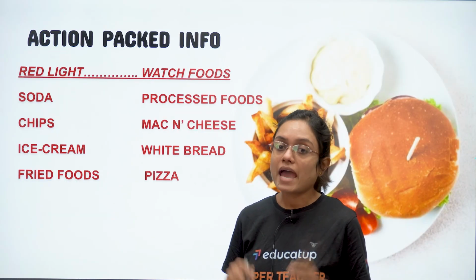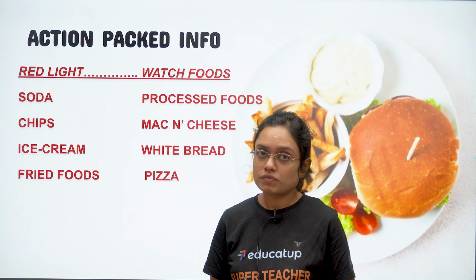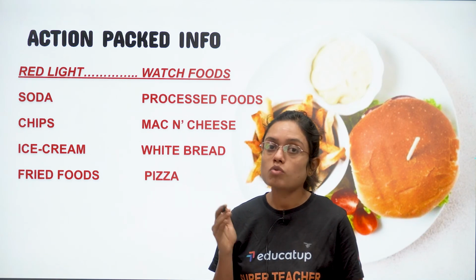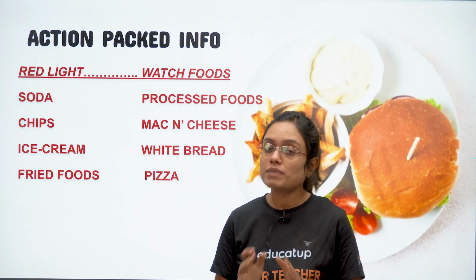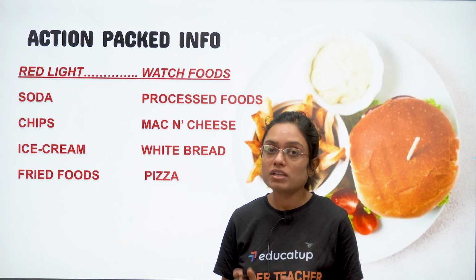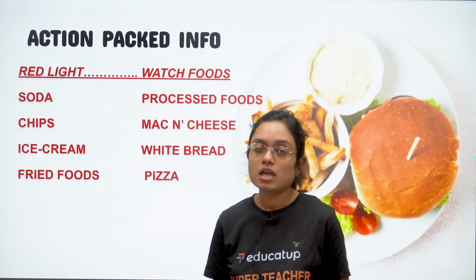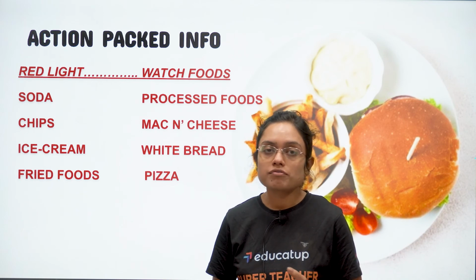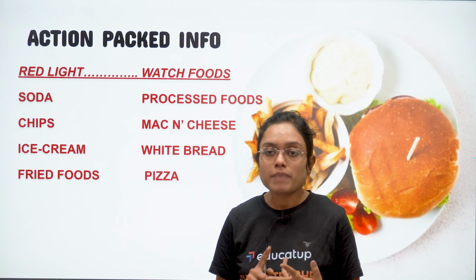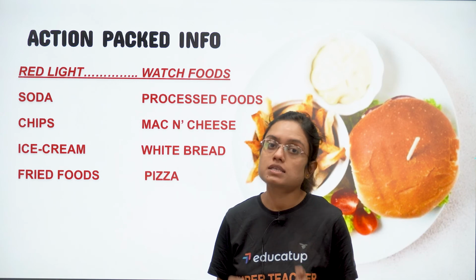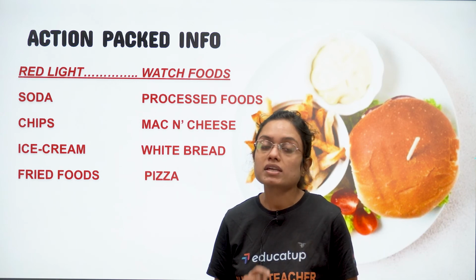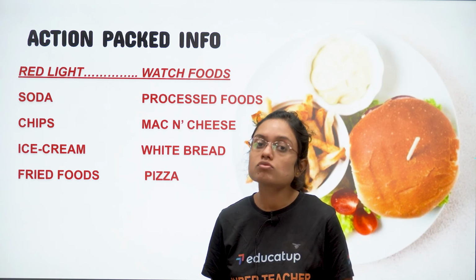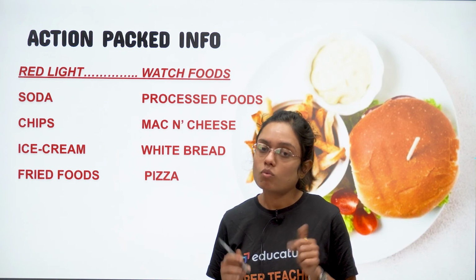Very important guys, action packed info, red light watch words. You have to see that you are consuming these products maybe once in a month, or even try to avoid them completely because they are not at all healthy. Soda, chips, ice cream, fried foods, processed foods, mac and cheese, white bread, pizza. Avoid them, children. They are extremely unhealthy and they are going to affect your health in the future. So avoid them.